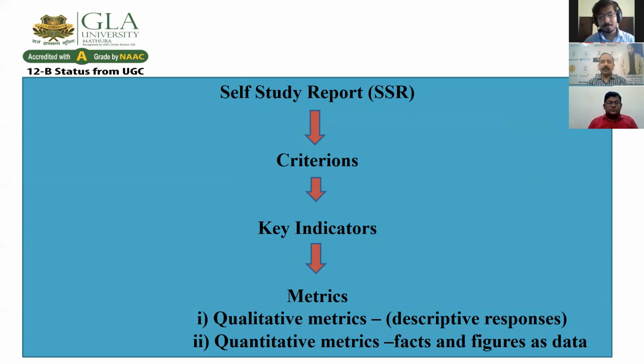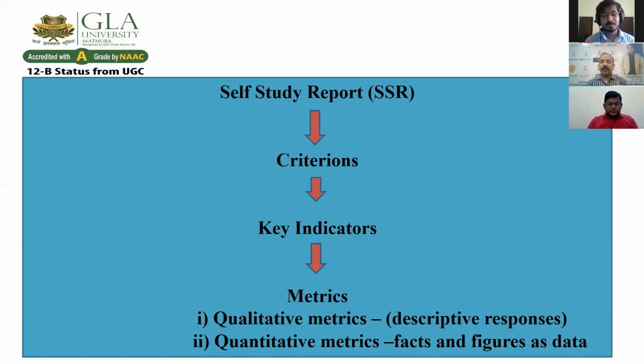In this SSR, which we call the self-study report, there are certain criteria. These criteria include some key indicators, and these key indicators contain some metrics. These metrics may be qualitative or quantitative. Qualitative metrics, for example, ask what the process is, how you run the alumni association. They just ask you to write a para of 500 words. This is qualitative.